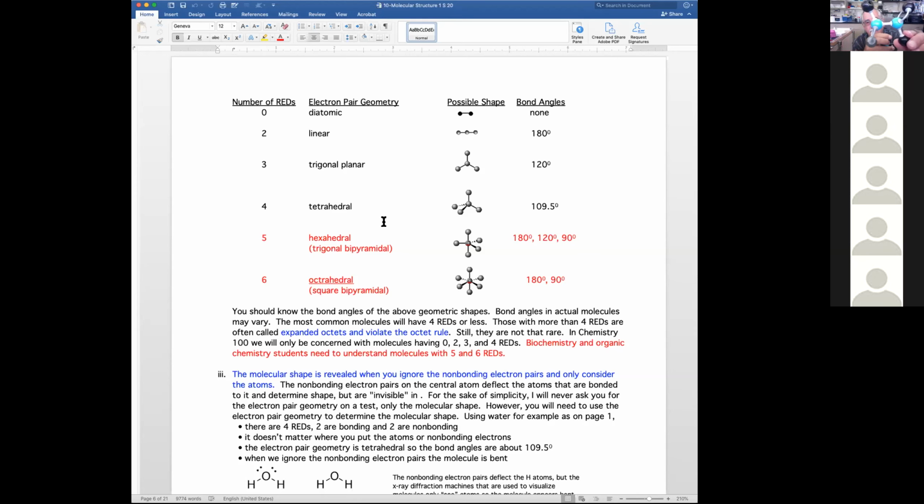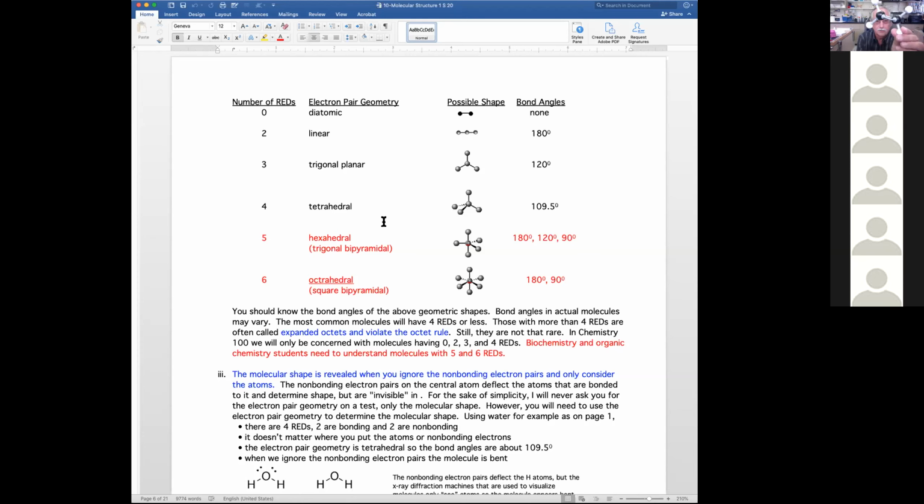Here's another one. 1, 2, 3 regions of electron density around that one. 1, 2, 3 regions of electron density around that one. Both of those central atoms are trigonal planar with a 120 degree bond angle. Here's another one. Okay, trigonal planar. Here's another example. Trigonal planar, trigonal planar.